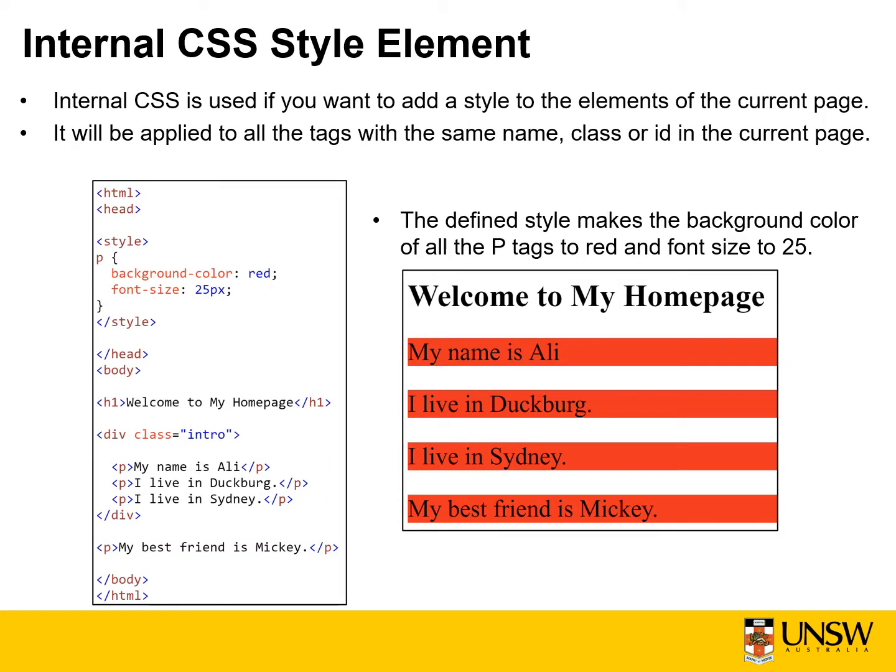Since internal CSS is used to add a style to all the elements with the same name, class, or ID in the current page, it should be added in the head tag instead of adding it for each tag separately. For example, the style that you can see in this slide makes the background color of all the p tags to red and font size to 25.